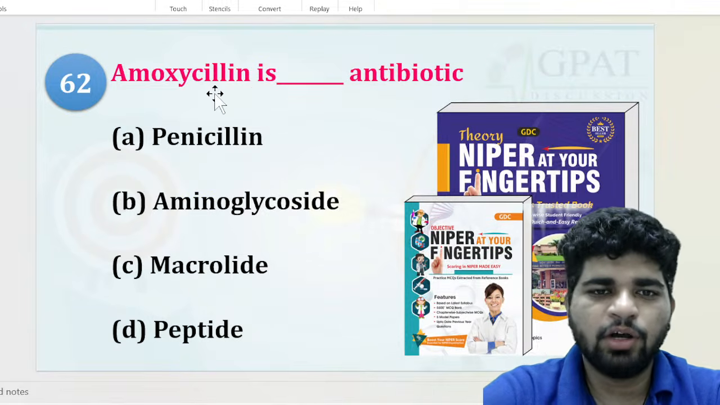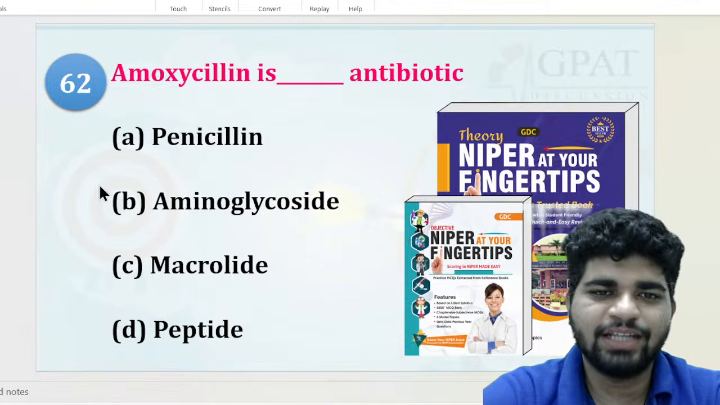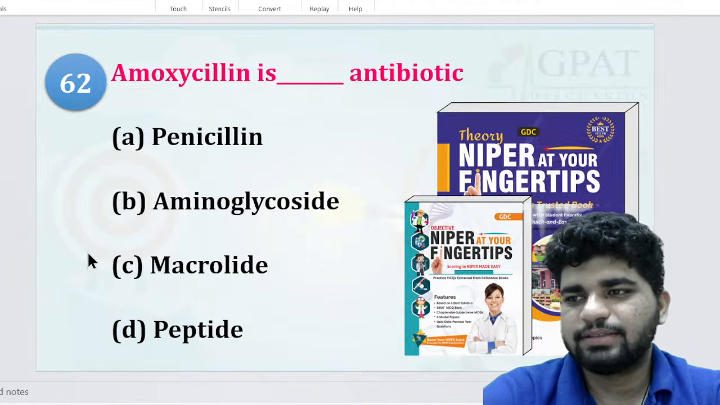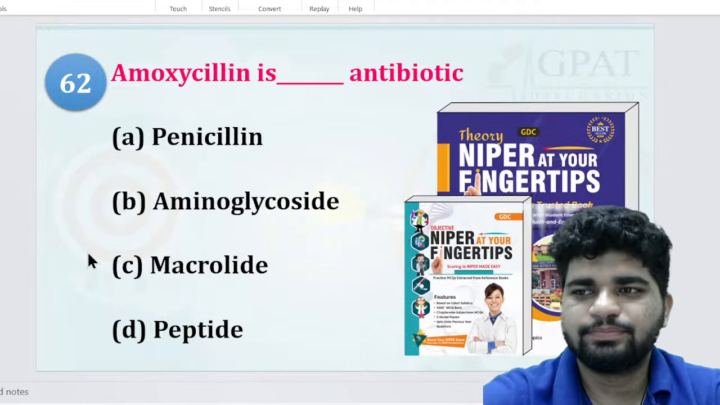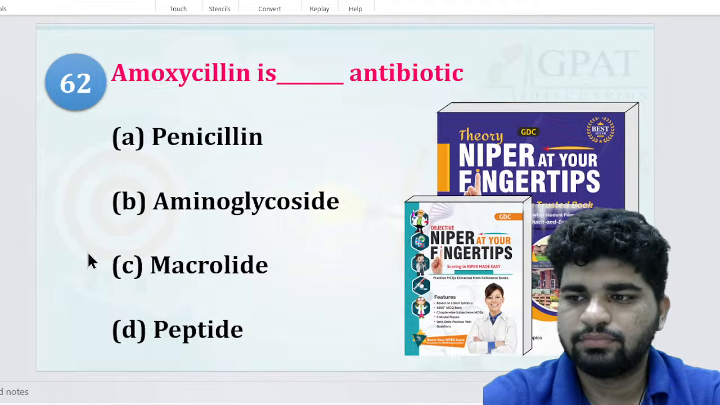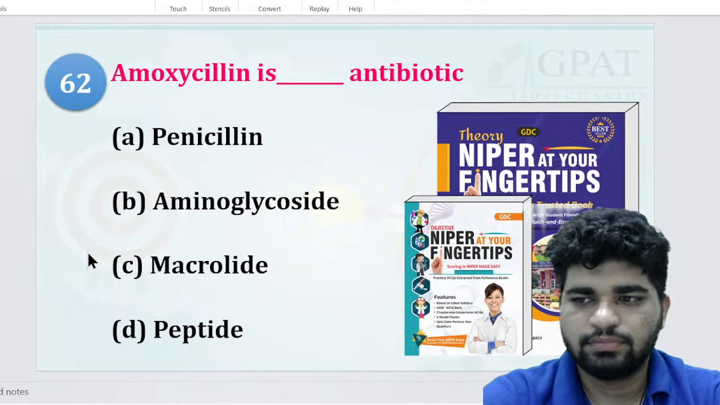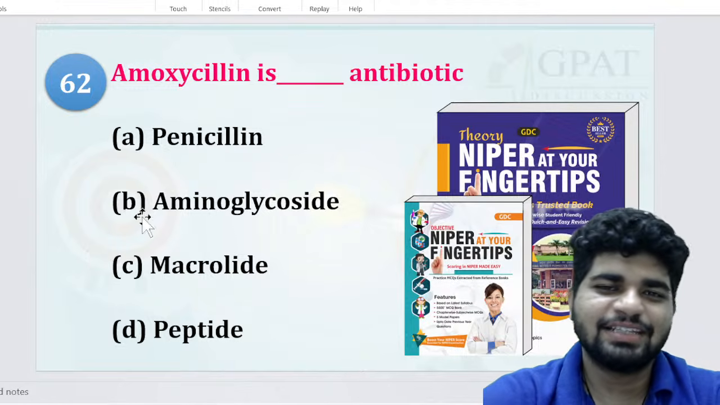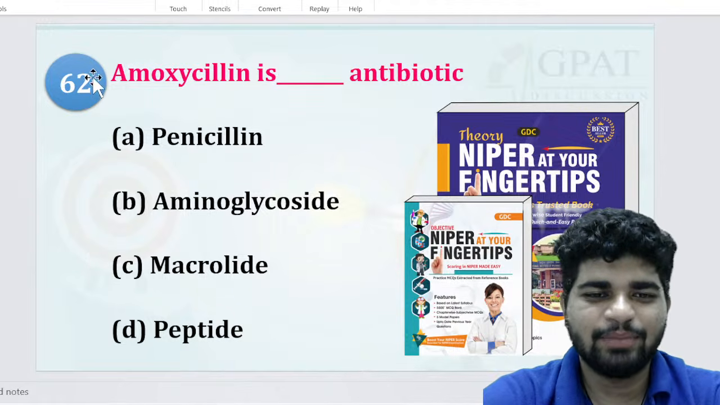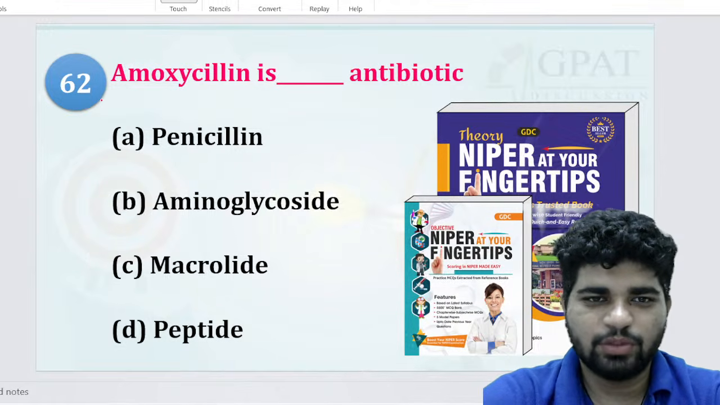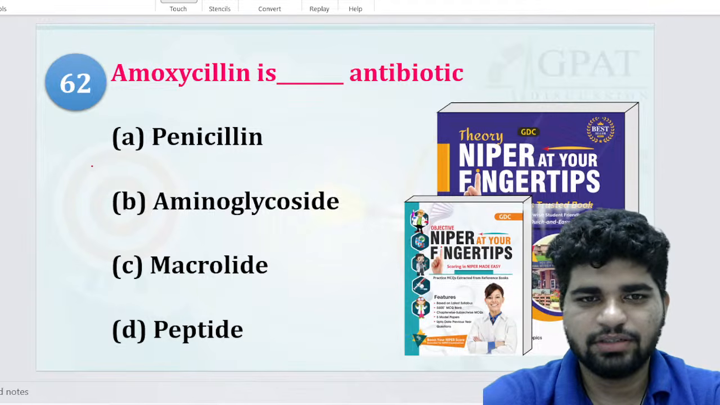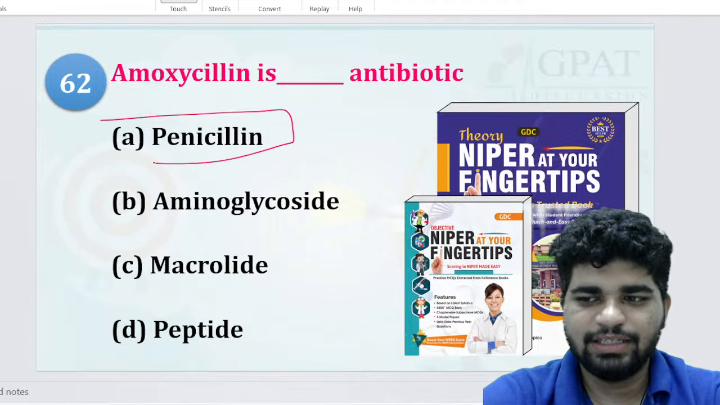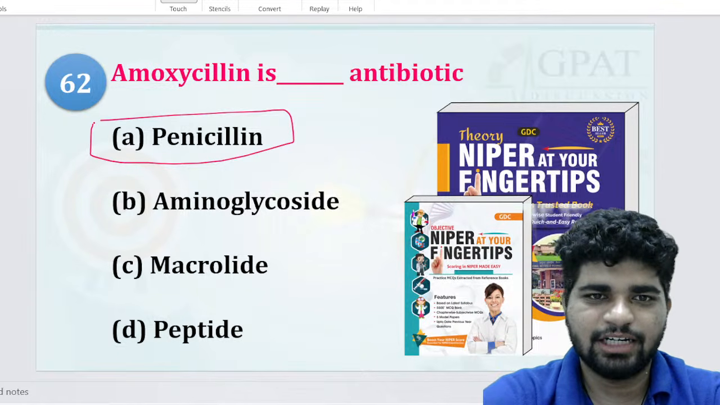Now, this one. Amoxicillin is what? Amoxicillin is a penicillin, aminoglycoside, macrolide, or peptide antibiotic. That's your penicillin. Yes, simple penicillin antibiotic.